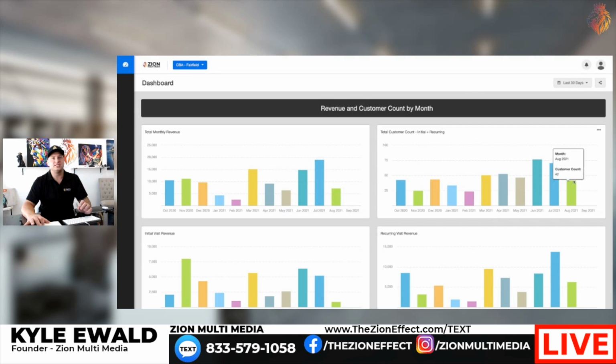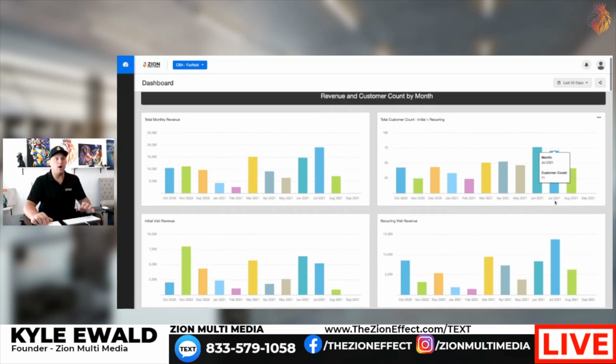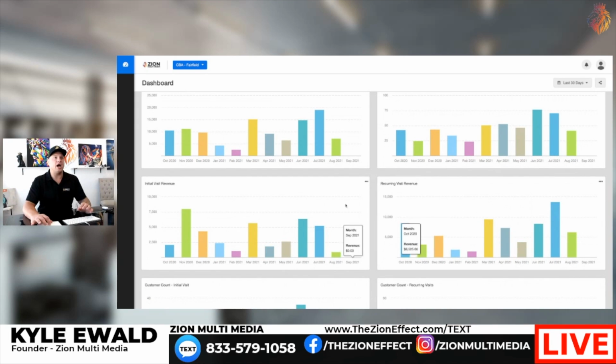If you look over here, this is the initial plus reoccurring. So right here, if you could see, this is how many customers actually came in, both initial visits and reoccurring visits. So that you see in July, he had a total number from Zion of 71 customers. This right here, we break it down between initial and reoccurring. If you see in July, they got over $5,000 in just initial ROI from the first visit of that customer. And then over here, we could see that we got $13,000 in reoccurring revenue.